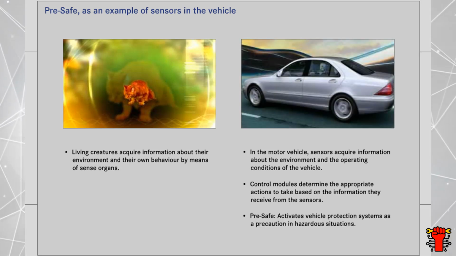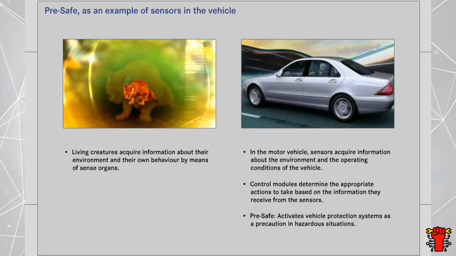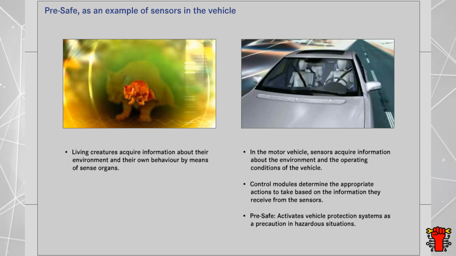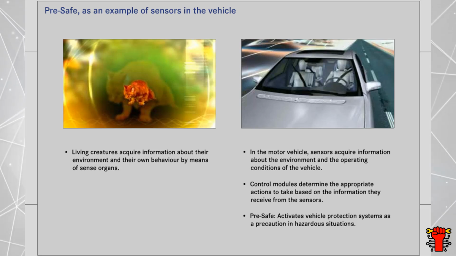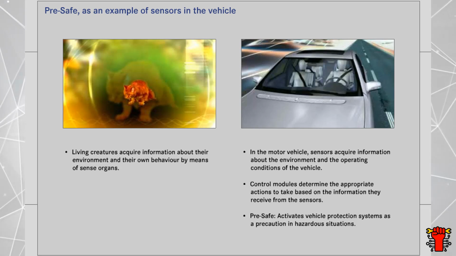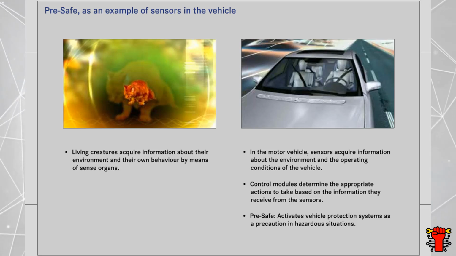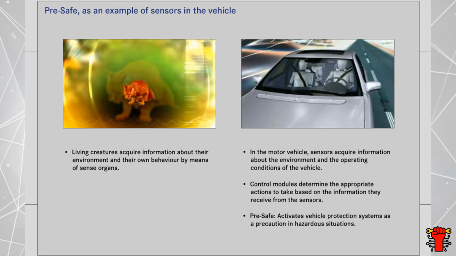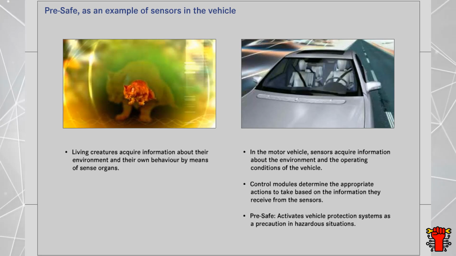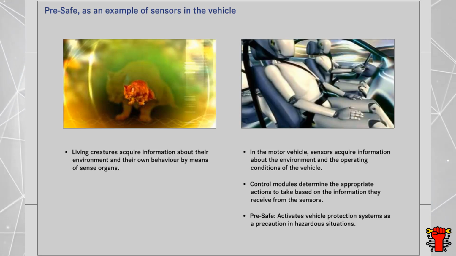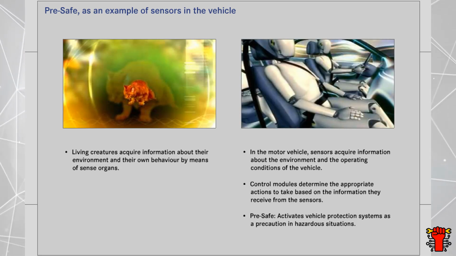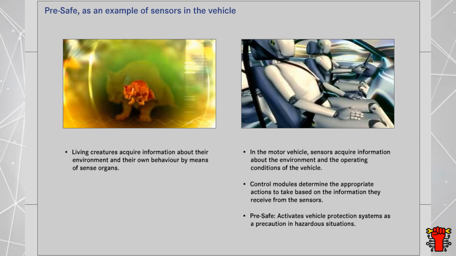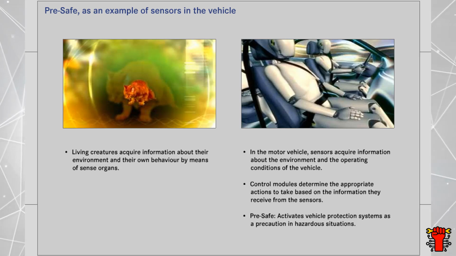An example of the complex interaction between sensors is the pre-safe occupant protection system. It uses the vehicle data and activates the vehicle's protection systems as a precaution in hazardous situations. In doing so, for example, the occupant's seating position can be optimized by means of the luxury seat and the restraint system. This has been made possible by networking the active and passive safety systems. The vehicle is thus able to assess complex situations more effectively.